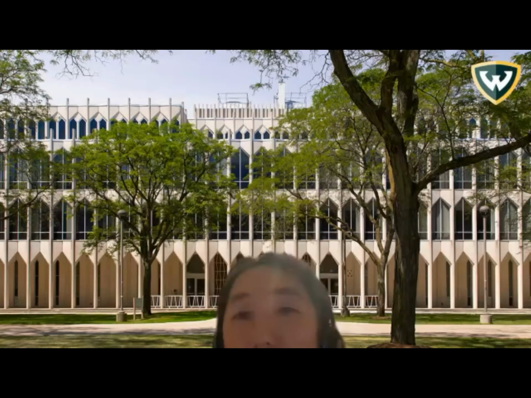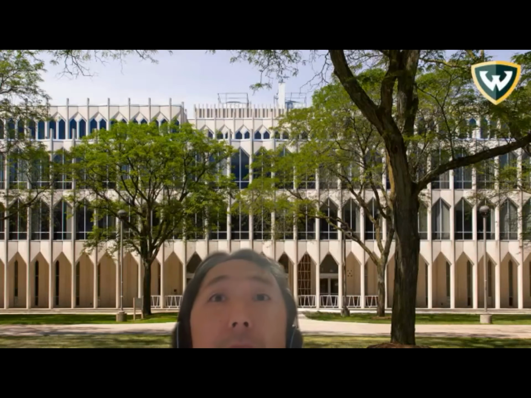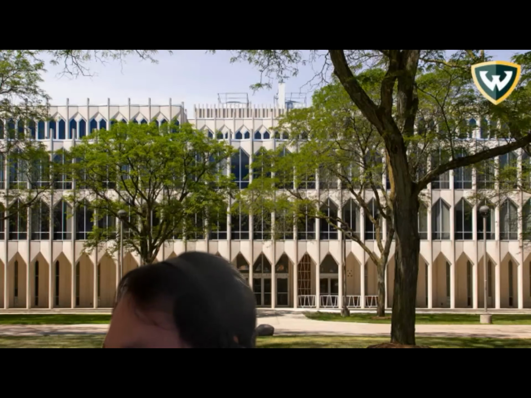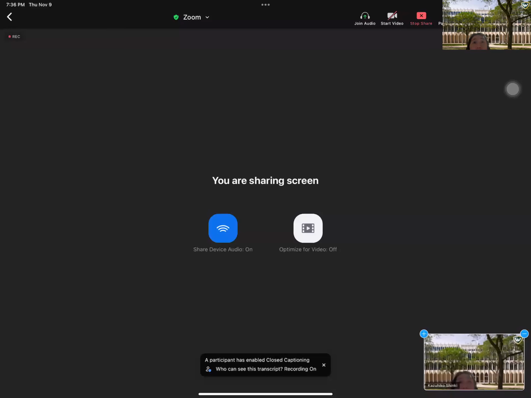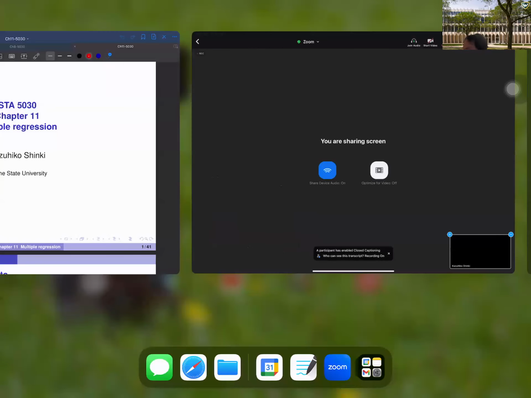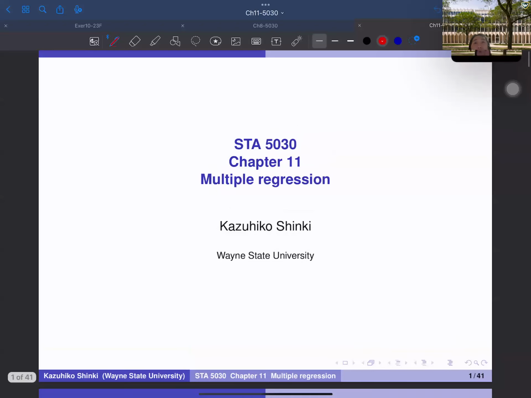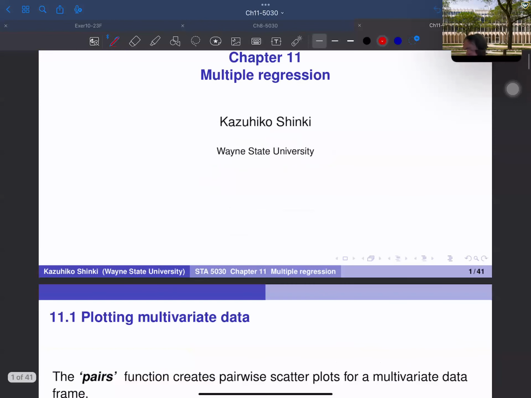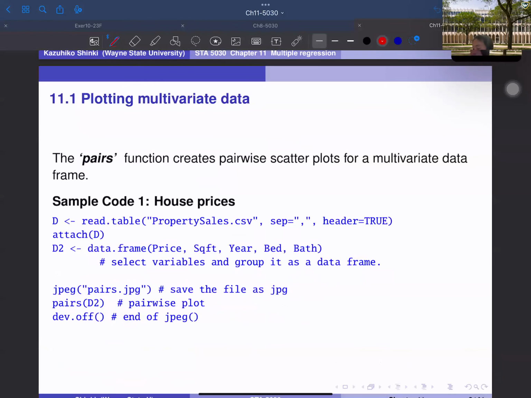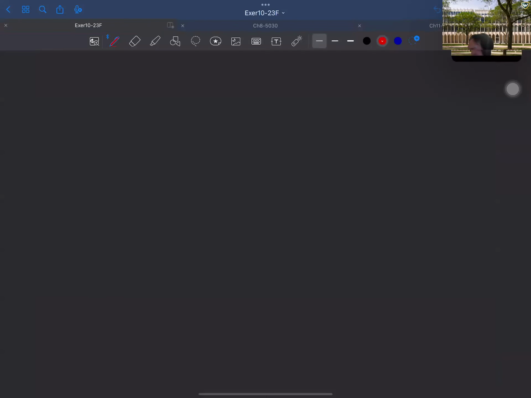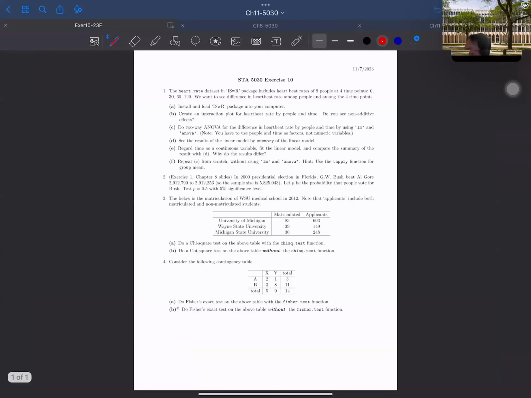So I think I have shared the screen, no? Maybe not. Okay. And today I want to discuss just how to present data for the multivariate case. So suppose that we have several variables. I have the property sales data set.